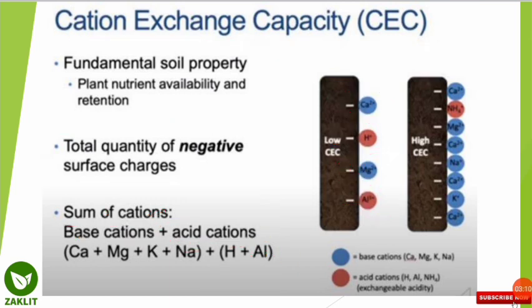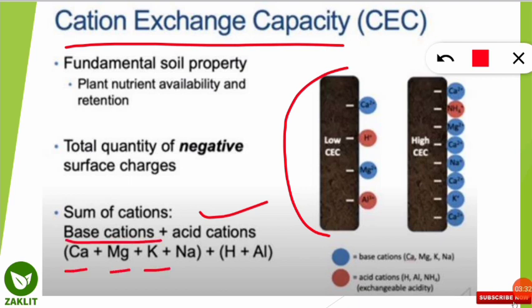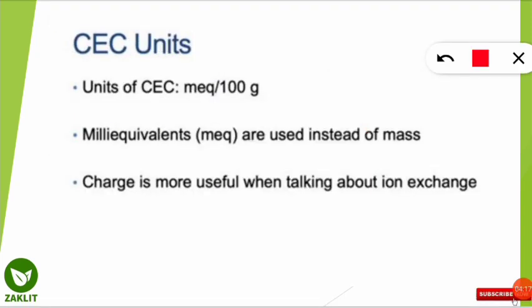Including both base cations and acid cations in the soil, we get the cation exchange capacity of the soil, and accordingly we will be able to say whether that soil is fertile enough for plant growth or not, and whether we have to add some acid or alkali to make it suitable for plant growth. The base cations include calcium, magnesium, potassium and sodium, whereas the acid cations include hydrogen and aluminium.